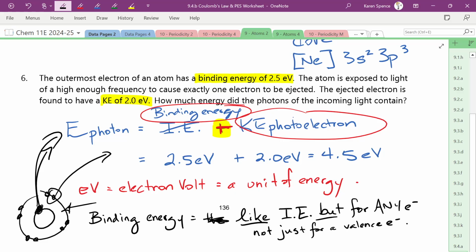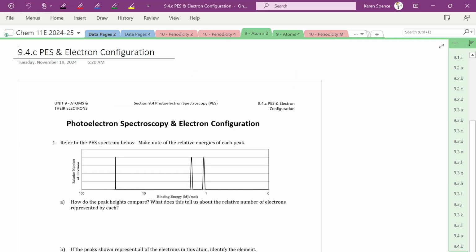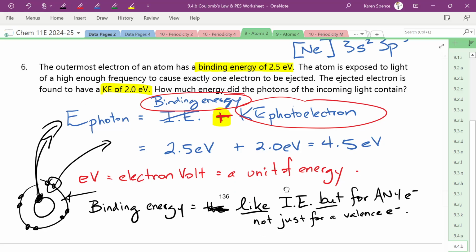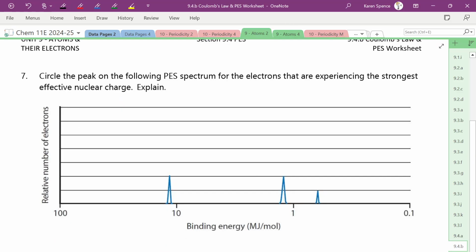How are we doing? Are we feeling better about PES? Good. Now, we've sort of done most of 9.4b, so I think probably for tonight, you could go home and do 9.4c. Oh, yeah, we could do question 7 before we move on. I meant to do that, sorry. Circle the peak on the following PES spectrum for the electrons that are experiencing the strongest effective nuclear charge.